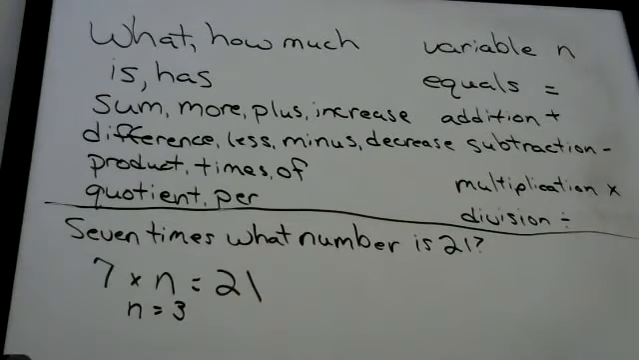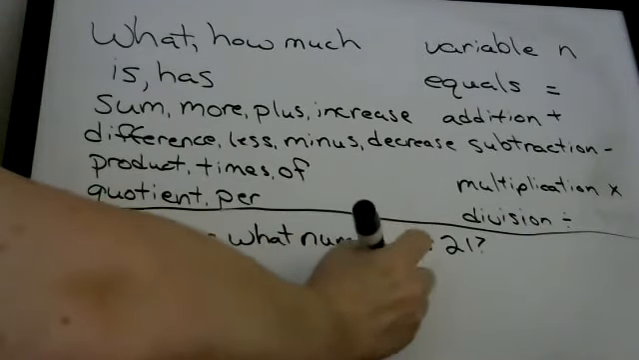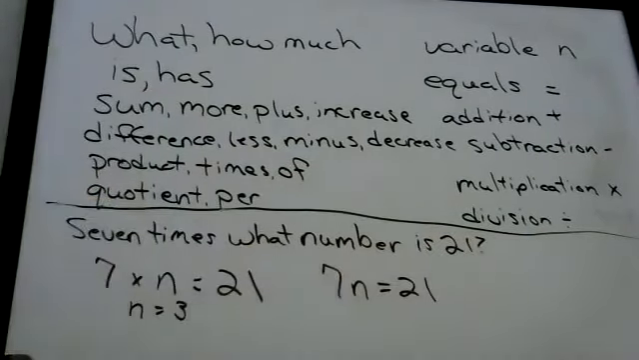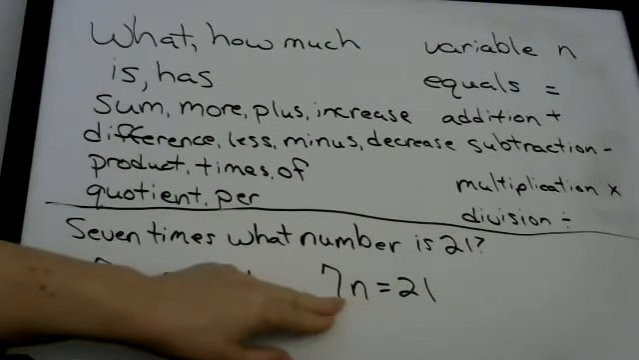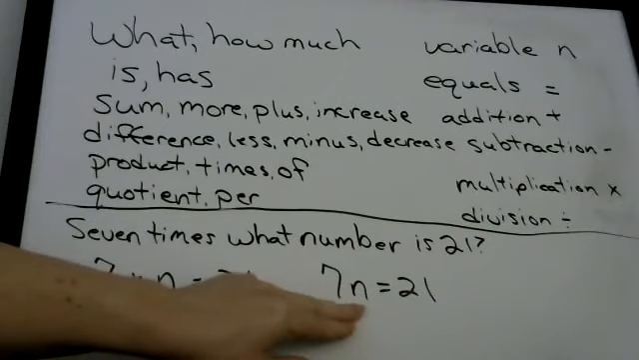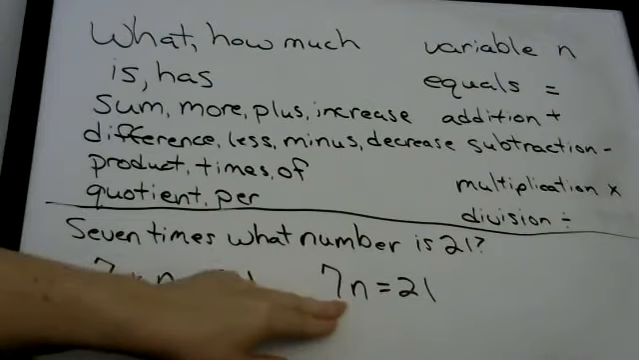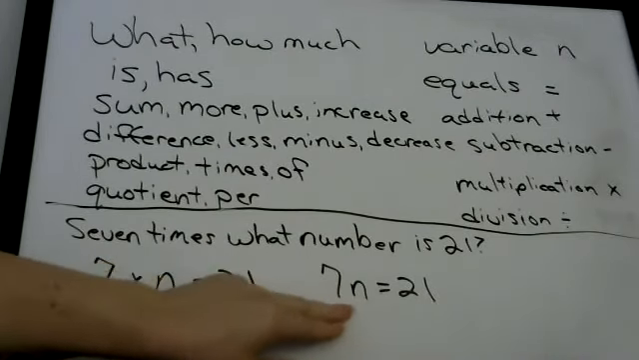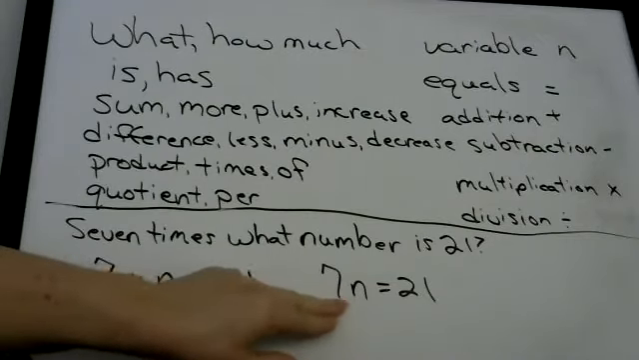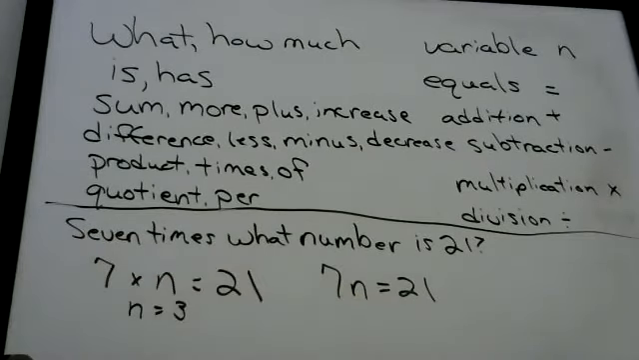One thing I want to note while we're on multiplication is that lots of times it will be written like this, 7n. If you have a number and a variable beside it, that means multiplication. So 7 times n is the same thing as 7n. Whenever they're written next to each other without any mathematical operation, it means multiplication. This means 7 times n equals 21, so n would equal 3.